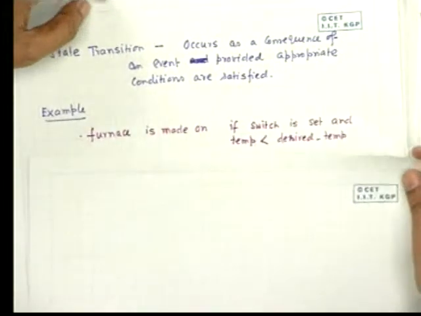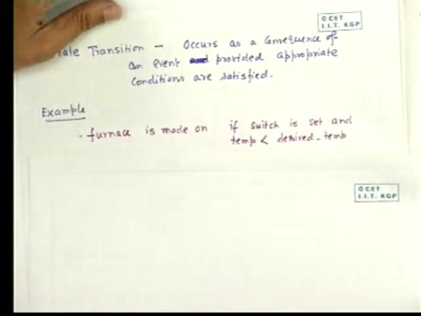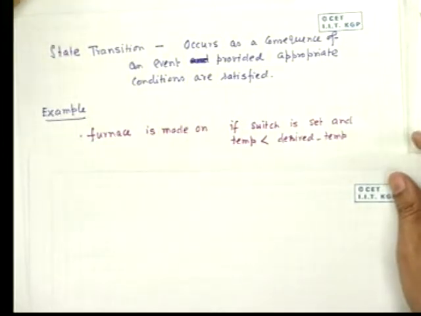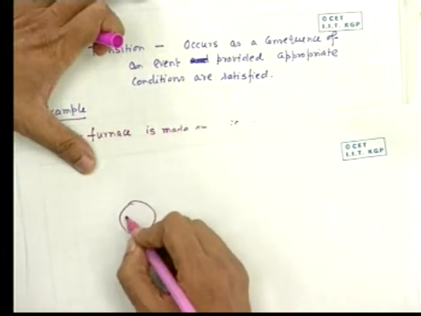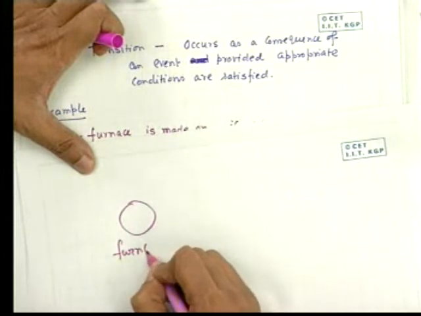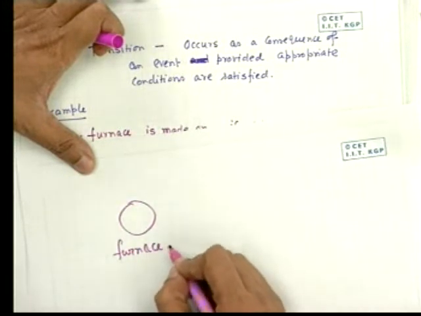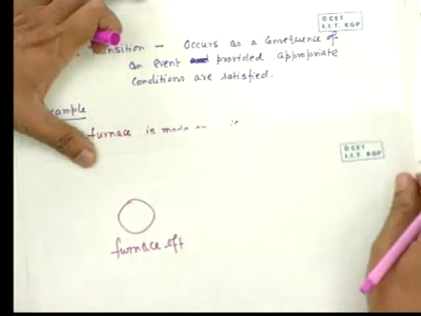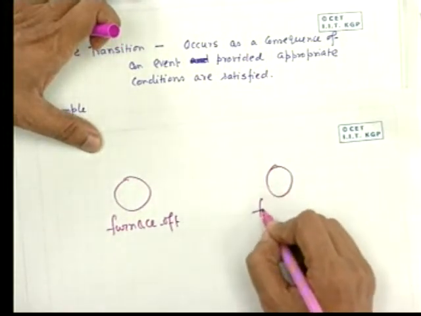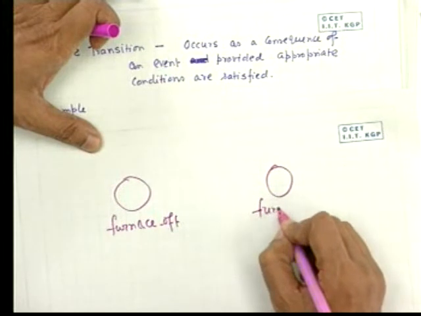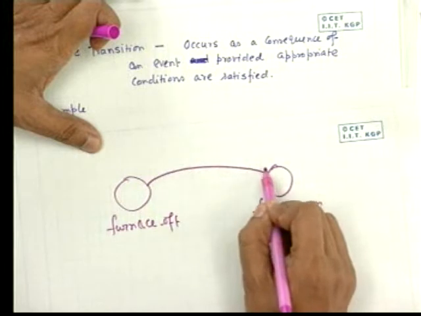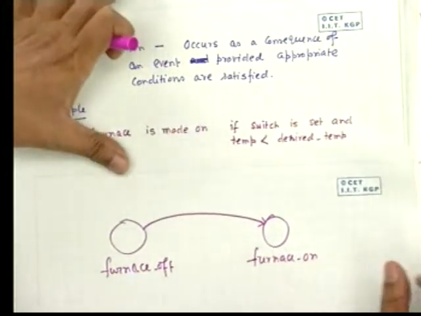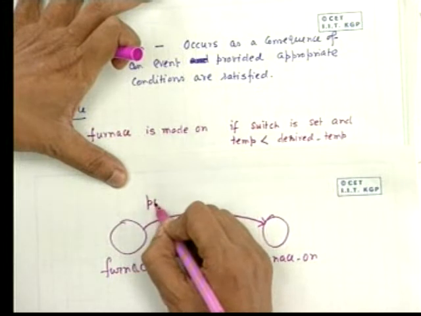Other examples: suppose we have a furnace or auto thermostat in which the furnace will be turned on. Suppose the furnace is currently in an off state. This is the furnace off state. The furnace will go to the on state, and on this transition we will specify the event, if the power switch is set on.